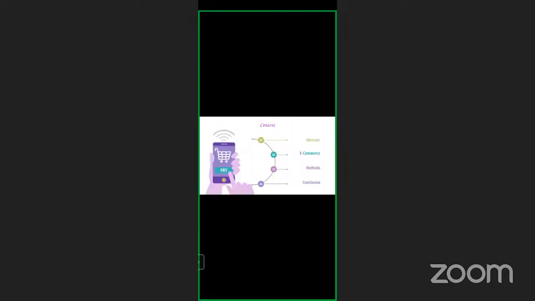My title is Deep Learning and Lexicon Analysis for E-commerce Product Ranking Through Sentiment Analysis. I'm Kamala Kannan, research scholar. My guide is Dr. G. Preeti, assistant professor at a prestigious university, Tanjavur. We are going to see the abstract, e-commerce, the method, and the conclusions.